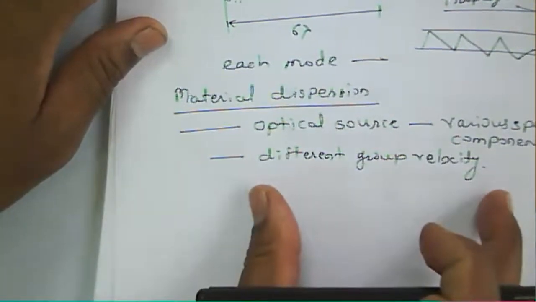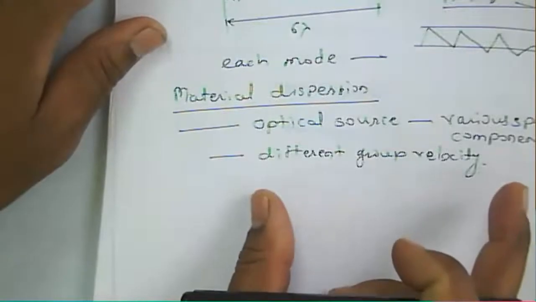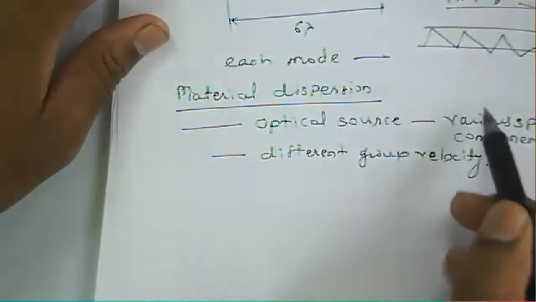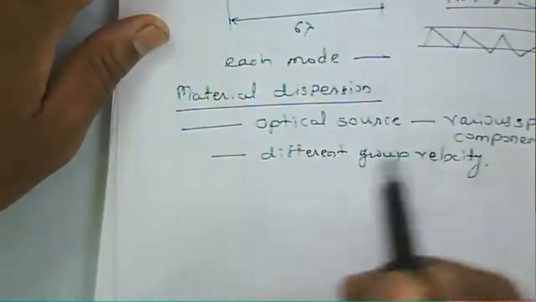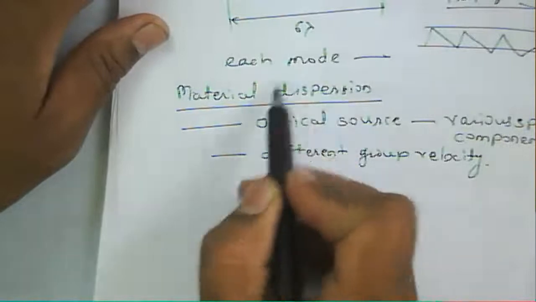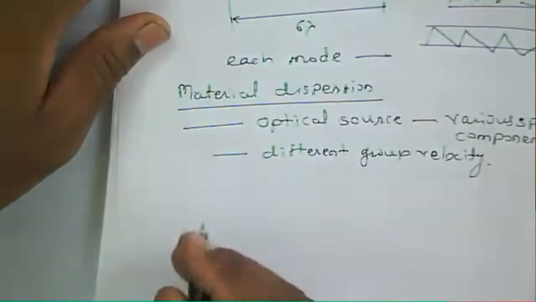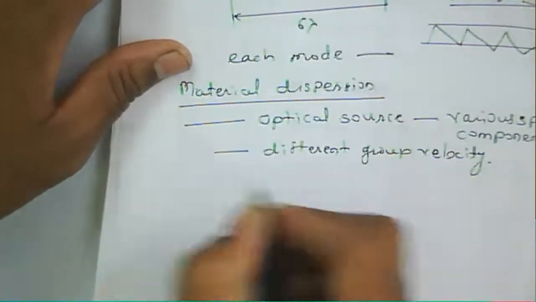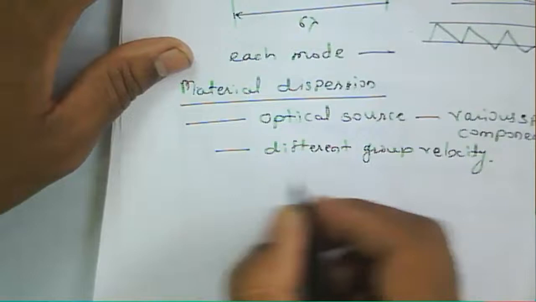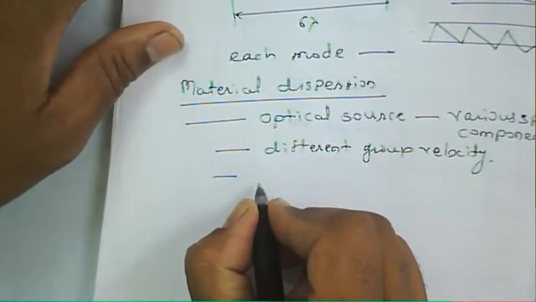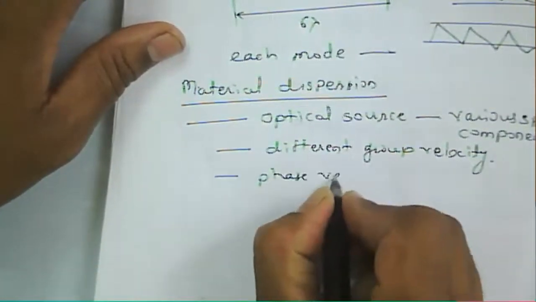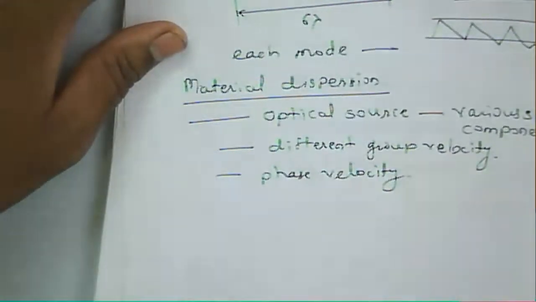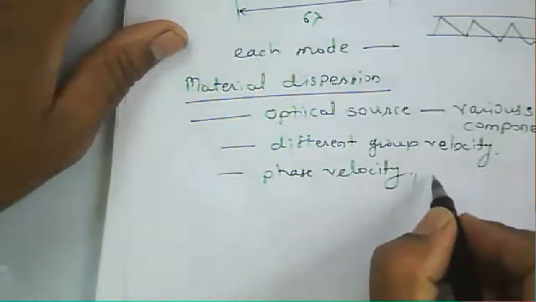And the same signal is launched inside the fiber. So that will propagate through the fiber, and that will create the dispersion or signal distortion. Why does this occur? Because the signal components have different phase velocities, and they have different wavelengths.